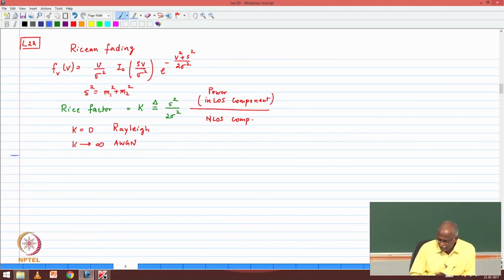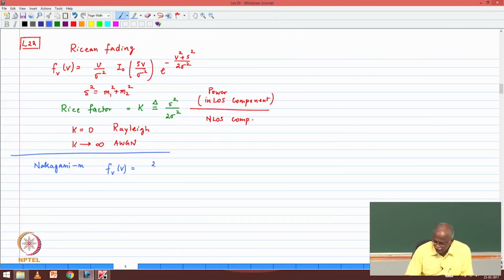We also studied the Nakagami-m fading because in terms of the analytical expressions, it's difficult for us to work with the Rayleigh distribution. So the Nakagami-m is a useful way of describing fading, and here again the distribution f_V(v), I'll just write it down, you can look up in your notes: m to the power m divided by (m minus 1) factorial gamma to the power m, v power 2m minus 1, e power minus m v squared by gamma.